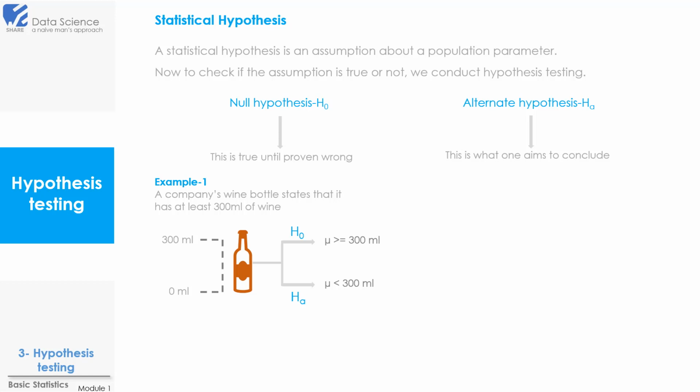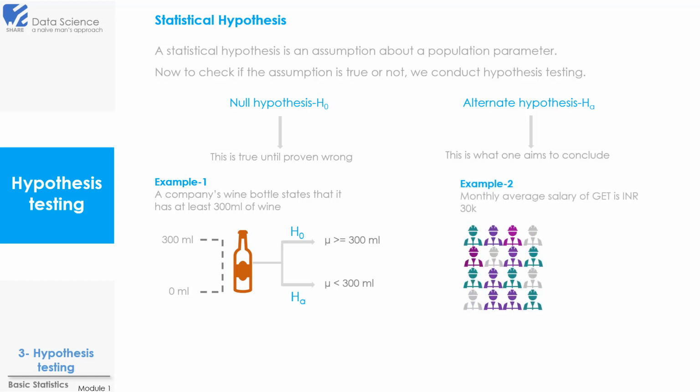Let's see one more example. Here on an average, the monthly salary of a fresh graduate engineer trainee is considered as 30k INR, which is Indian rupees. Now we want to see if this claim is true or not. So we take a sample of engineers and see if the average salary is 30,000, which is our hypothesis, or it is not equal to 30,000. So here if salary is less or more than 30,000, our null hypothesis will be proved false.